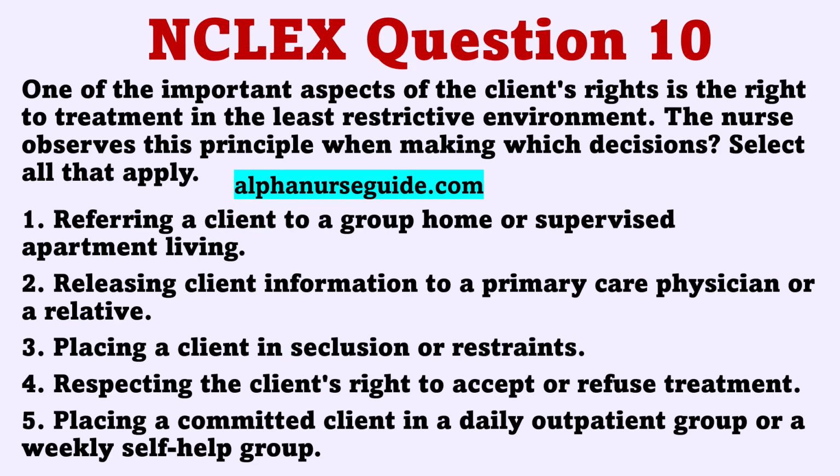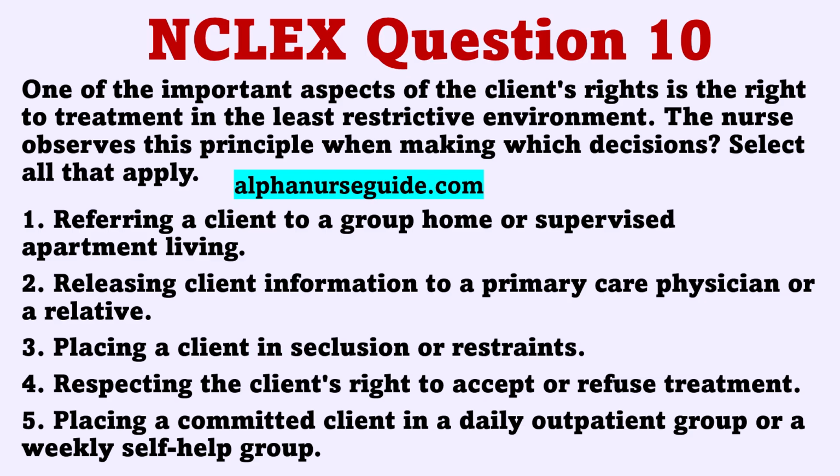One of the important aspects of the client's rights is the right to treatment in the least restrictive environment. The nurse observes this principle when making which decisions? Select all that apply. 1. Referring a client to a group home or supervised apartment living. 2. Releasing client information to a primary care physician or a relative. 3. Placing a client in seclusion or restraints. 4. Respecting the client's right to accept or refuse treatment. 5. Placing a committed client in a daily outpatient group or a weekly self-help group.